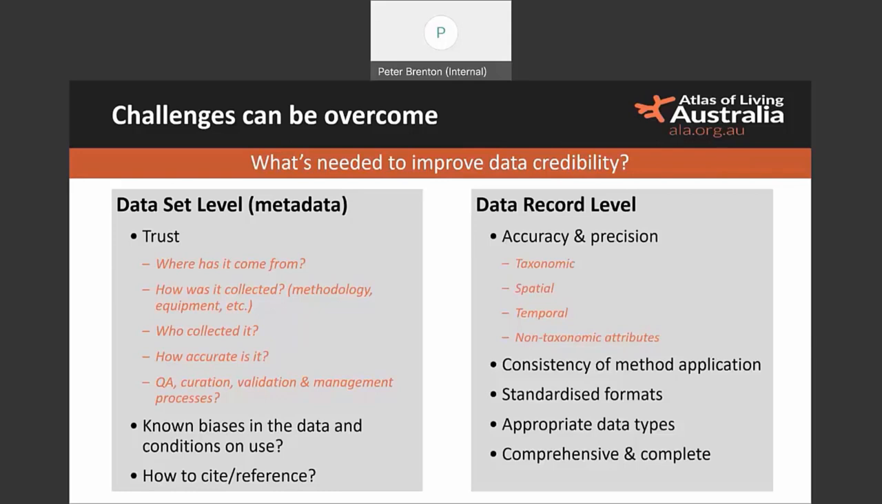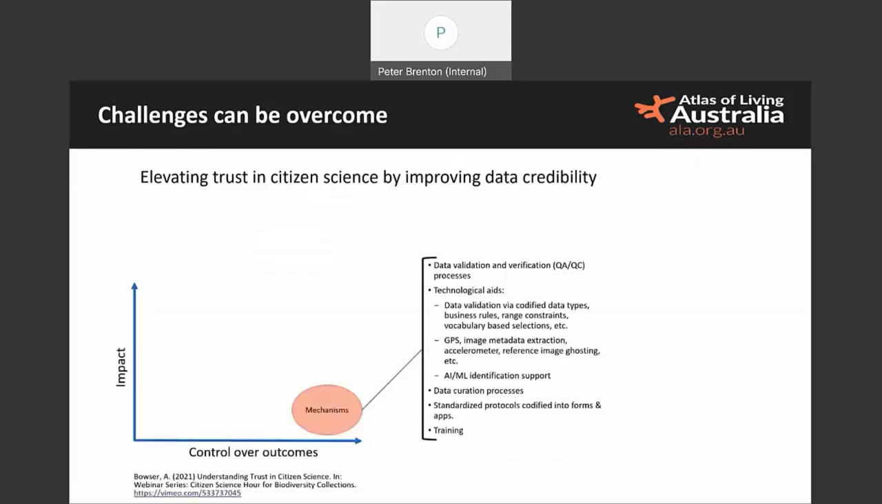How accurate is the identification or the spatial distribution, the spatial resolution of a particular record, and whether it's temporally, so time accurate or not. How consistent were the methods applied in selecting, in creating the data, and what sort of formats apply, and so on. There's a number of things that we can do to improve credibility. These are the sorts of things that people are interested in when they go to use data.